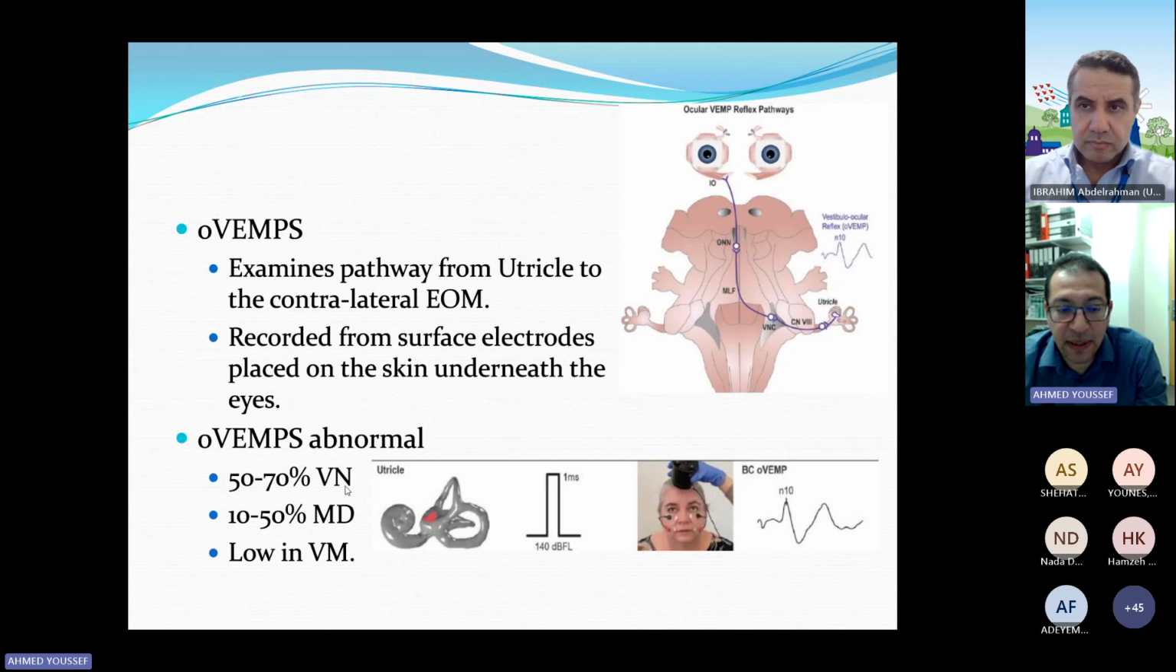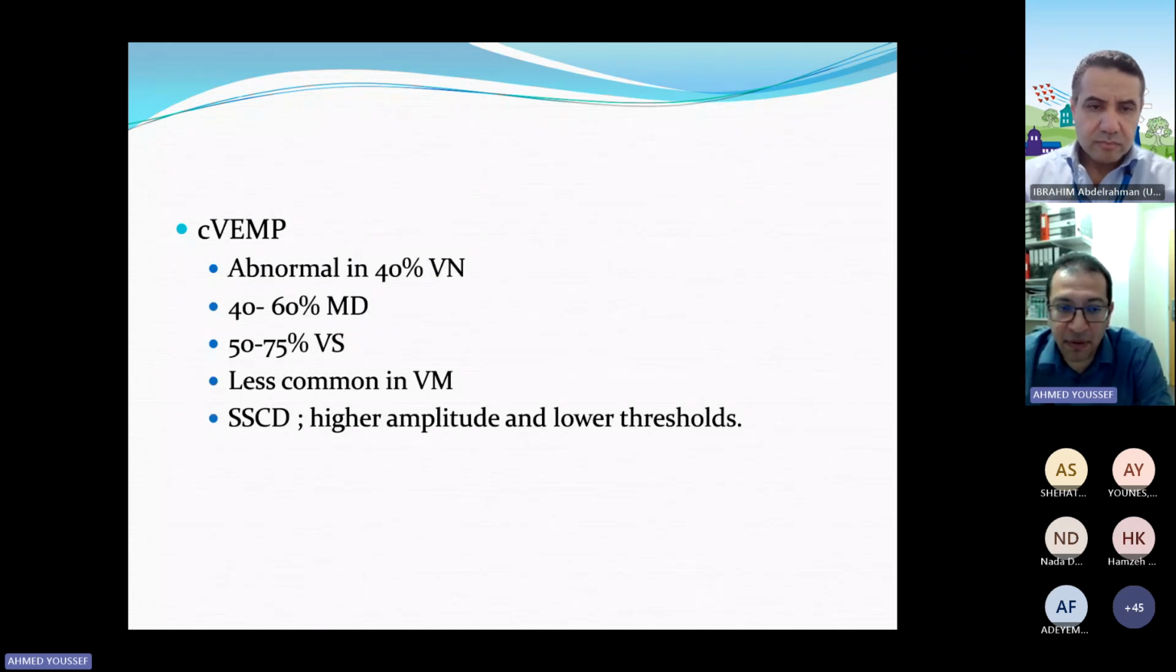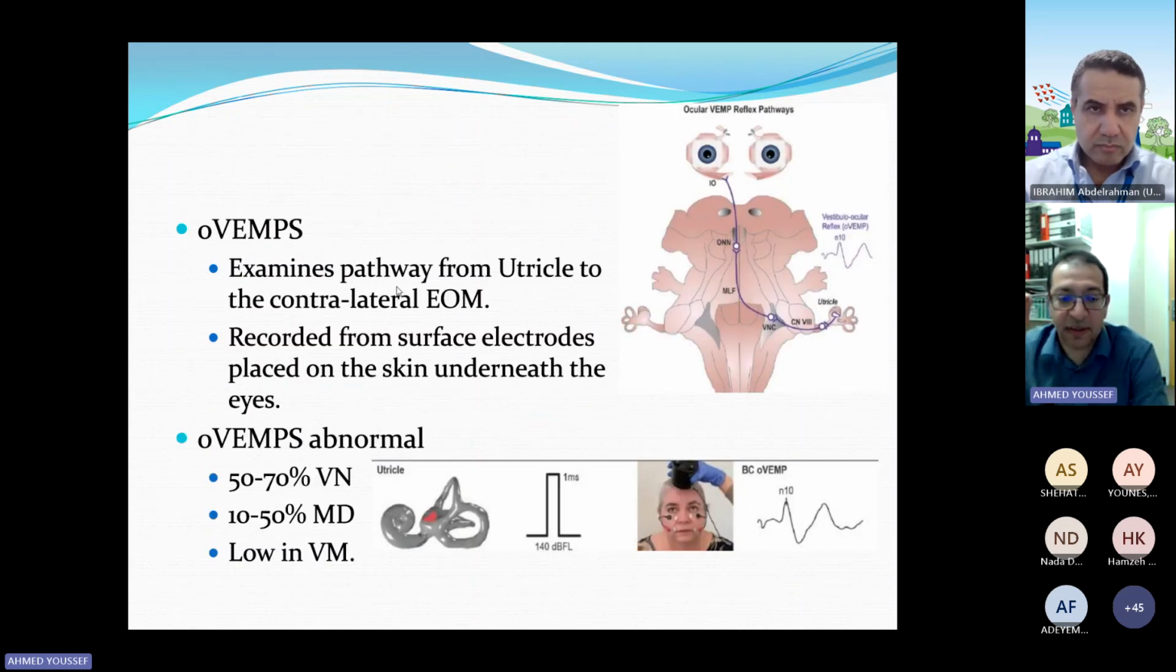As you can see here, ocular VEMPs are abnormal in 50 to 70% of vestibular neuronitis. The reason that it is more sensitive compared to the C-VEMPs, which are only abnormal in 40%, is that vestibular neuronitis more commonly affects the superior vestibular nerve, which is tested by the ocular VEMPs, because the utricle is supplied by the superior vestibular nerve more than the inferior vestibular nerve.